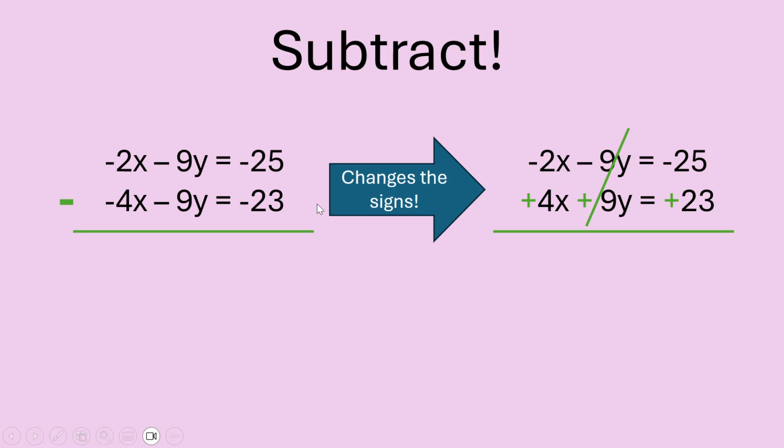So just remember, if addition doesn't work, just try subtraction, and subtraction will change the signs, and that should allow you to cancel. These are level 1 problems, so they are relatively easy compared with level 2 and level 3, which we will work on in the coming weeks.